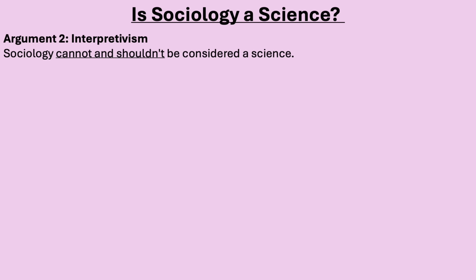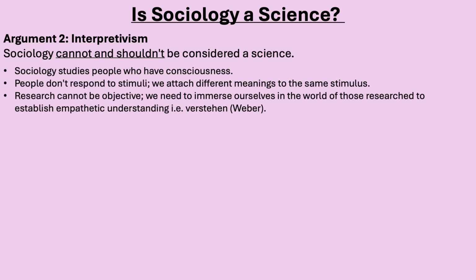On the other side of the coin, you already know who it's going to be. Of course, it's interpretivists. And they argue that sociology cannot and shouldn't be considered a science. Sociology studies people who have consciousness. People don't respond to stimuli. We attach different meanings to the same stimulus. Research cannot be objective.